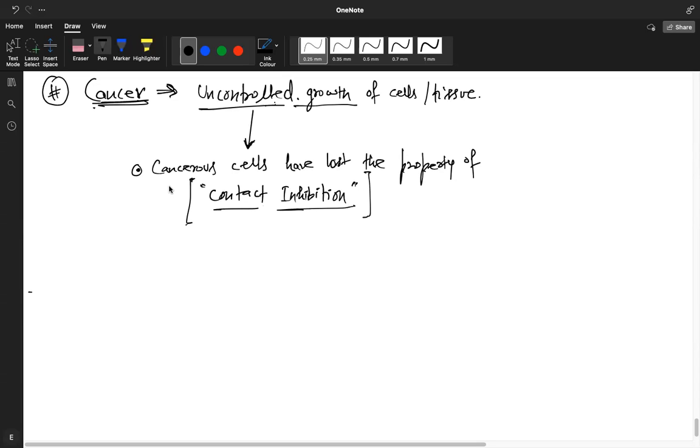Okay, Arpit, does that make sense? Okay, sir. Yeah. Okay. Now, what causes cancer? What is the problem? And also, due to this contact inhibition, the development of tumor takes place.